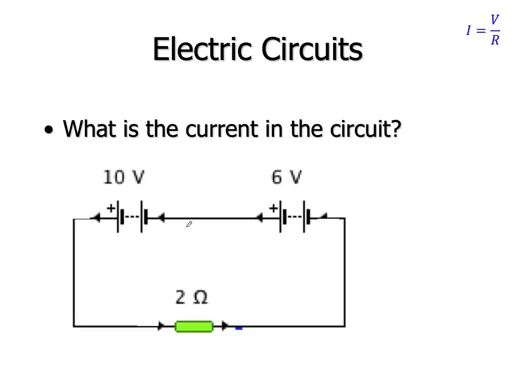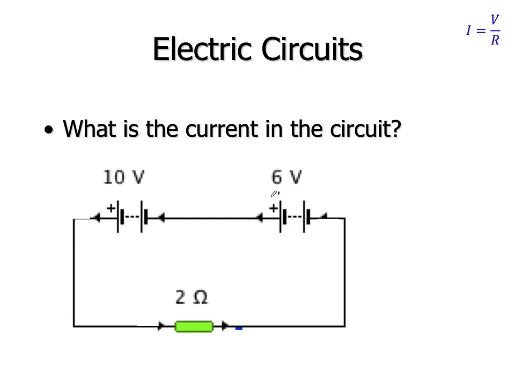What happens if you put more than one battery in the circuit? Now, at first you might say, oh my goodness, this is impossible. But remember, think about these batteries as being water pumps. In this case, this one's increasing the pressure by 6 joules per coulomb or 6 volts. And this one's also trying to pump charge around the circuit this way, and it increases it by 10 joules per coulomb or 10 volts.